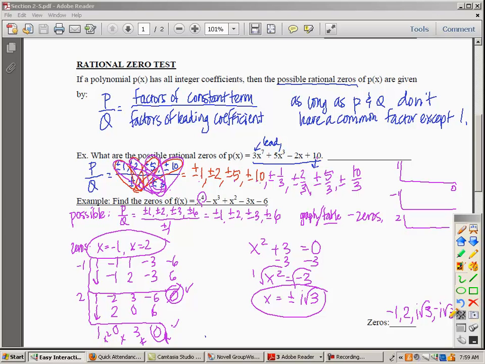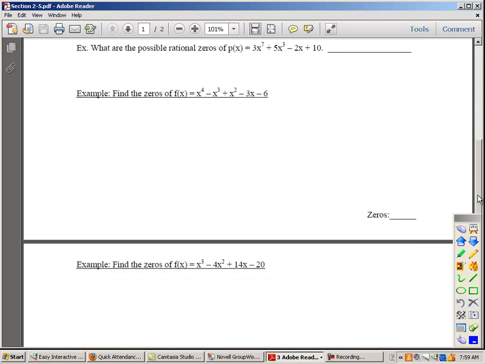Please keep in mind, I do want to see these possibles because that gives us an indicator of where we should look on our calculators. Let's flip the page and try one more.